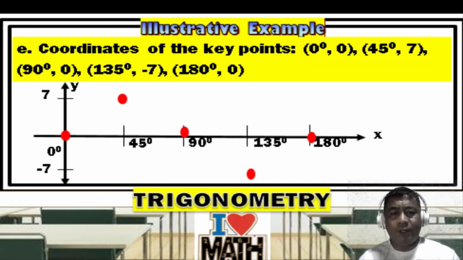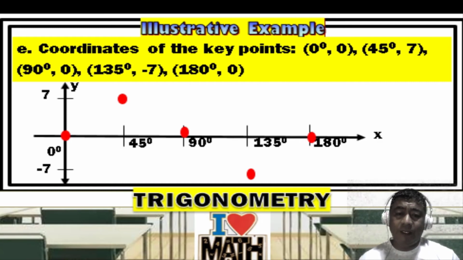Coordinates of the key points. So we have 0 degrees and 0, 45 degrees and 7, 90 degrees and 0, 135 degrees and negative 7, 180 degrees and 0. If you are to consider the equation y equals 7 sine 2x, let's substitute the given angle, which is 0. Sine of 0 is 0, times 7 is simply 0. So we have one coordinate, which is 0 degrees and 0.